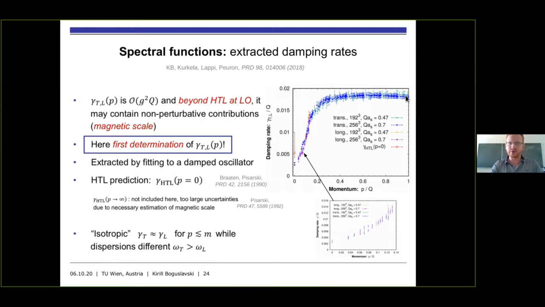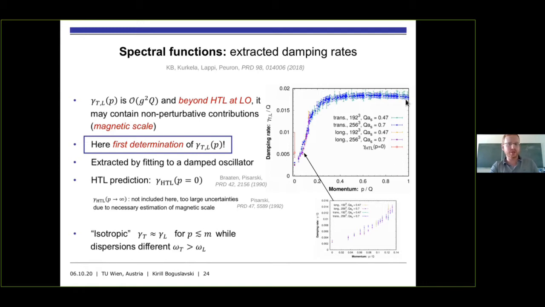This whole damping rate, this whole function of momentum, is also interesting in the sense that it is pretty non-trivial to obtain it in the hard thermal loop framework perturbatively, because what was known was the p equals zero and the p to infinity results and values. You see that the p equals zero value is in the same ballpark, and the p to infinity value has huge error bars, which is why I don't show the value here. But our results are consistent with that.